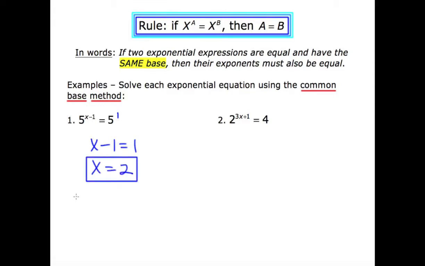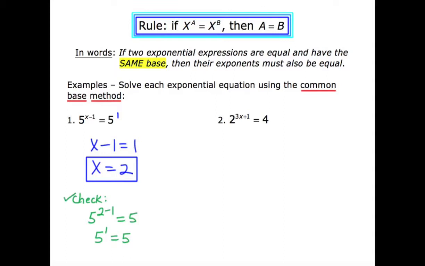If we do a check, by plugging that x value of 2 into our original equation, we get 5 to the 2 minus 1 equals 5. And of course, 2 minus 1 is just 1. And we know that 5 to the power of 1 equals 5. So of course, this does check out.